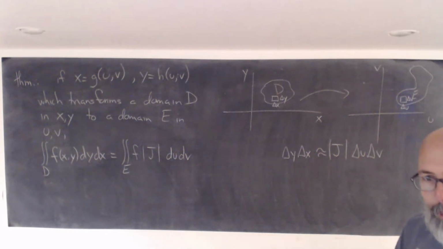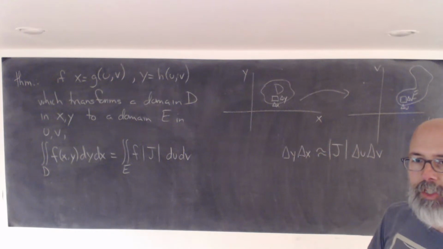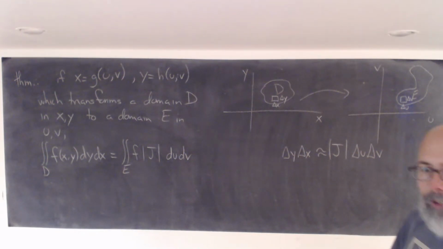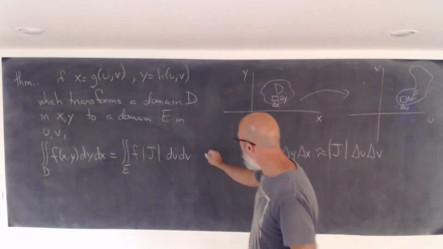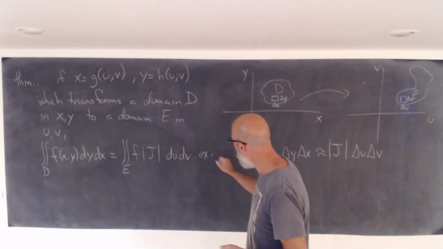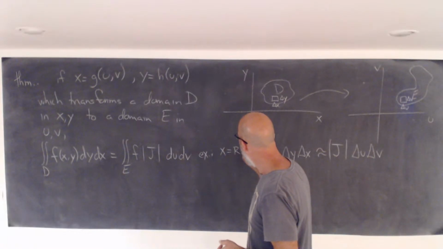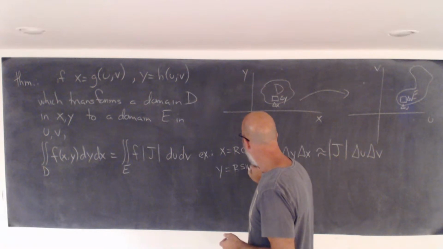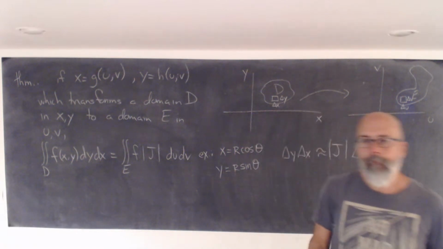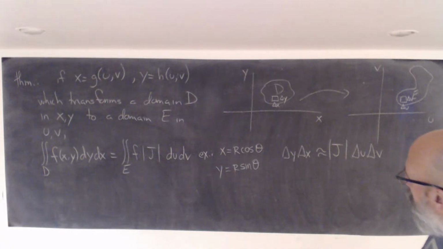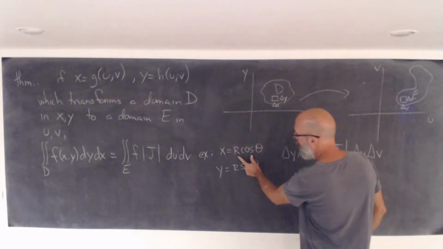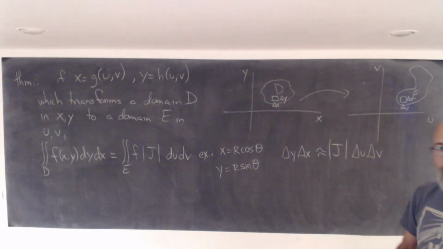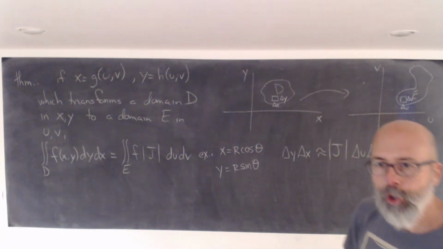Well, let's take an example. And the obvious example is the polar coordinates. If we make a polar coordinate substitution, right here, x is a function of r and theta, y is a function of r and theta. What is the Jacobian?